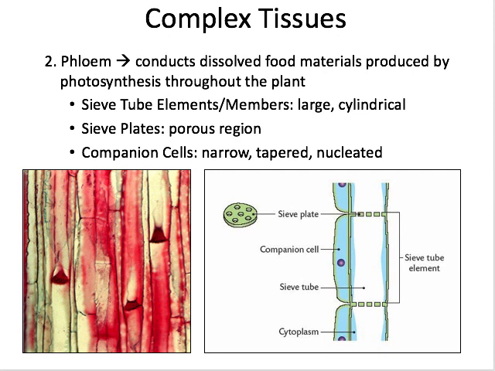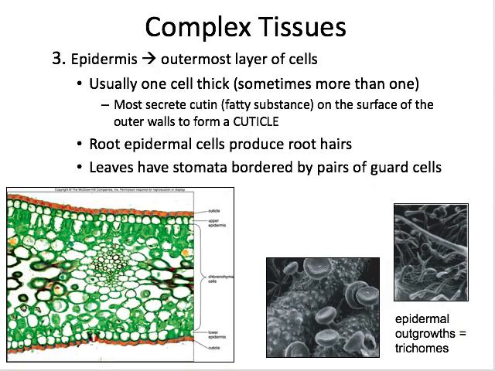So the sieve tubes are similar to the vessels in that they are dead at functional maturity. They have a thick secondary cell wall. But companion cells are alive at maturity because they have a nucleus. The companion cells have to direct the loading and unloading of sugars into these phloem tubes.